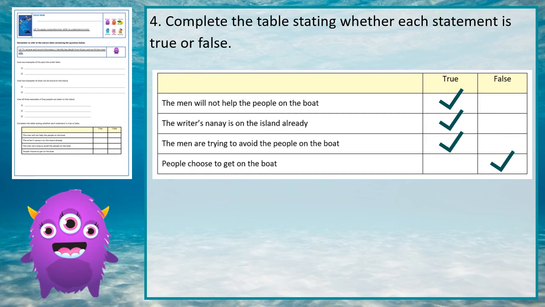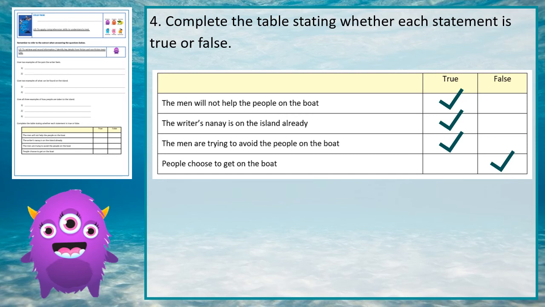The writer's nanny is on the island already. Remember, it says that my nanny told me that this is how they brought her. So they brought her is in the past tense. Therefore, she's already there on the island. We don't know if the writer is on the island, but the writer's nanny is on the island.